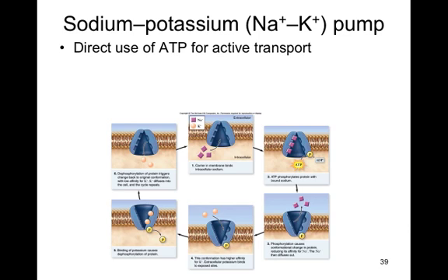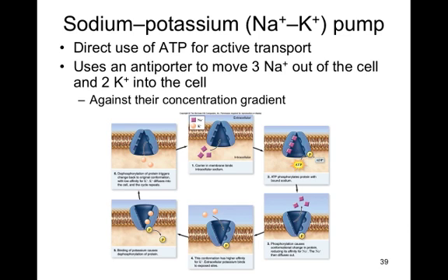The prime example of active transport is seen in the sodium-potassium pump. We use ATP directly for active transport in this mechanism. It uses an antiporter to move 3 sodium out of the cell and 2 potassium into the cell. That's the key you'll need to remember.